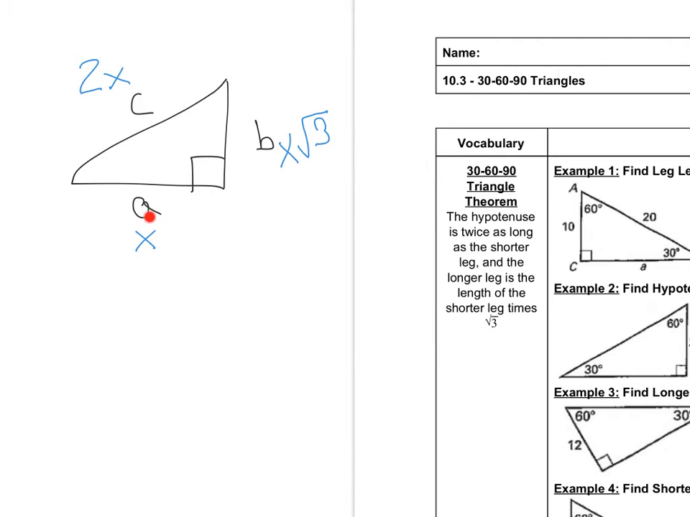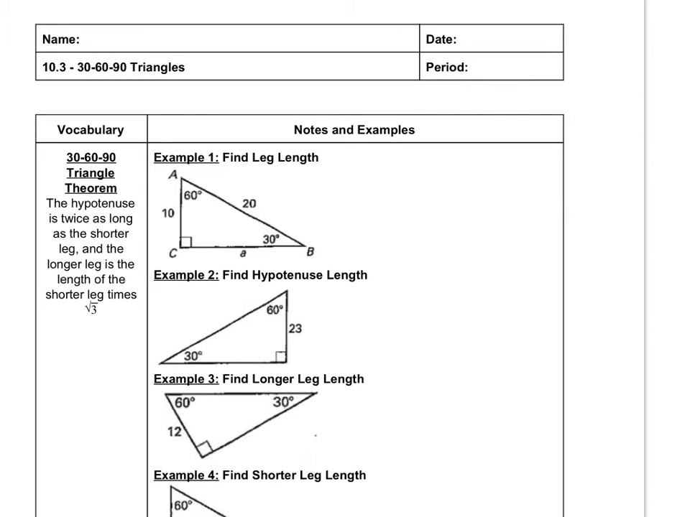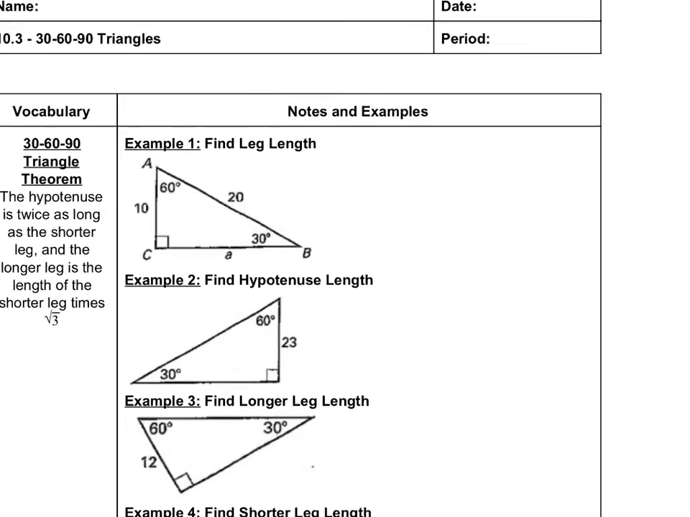The shorter leg, we'll call it A in this one, is always X. The other leg would be X radical 3. The hypotenuse is always 2x. So, scrolling back over to example 1, we want to find the length of side A.